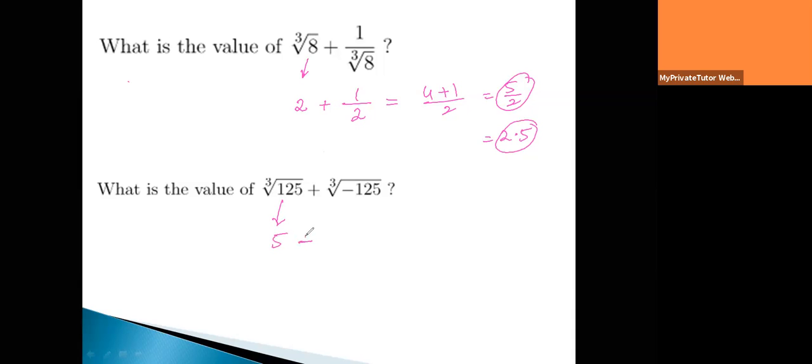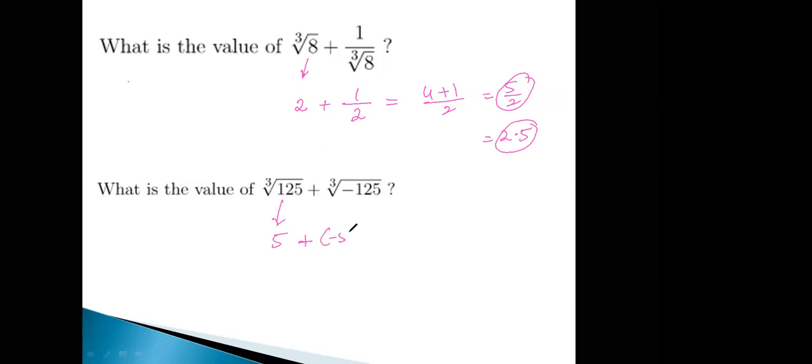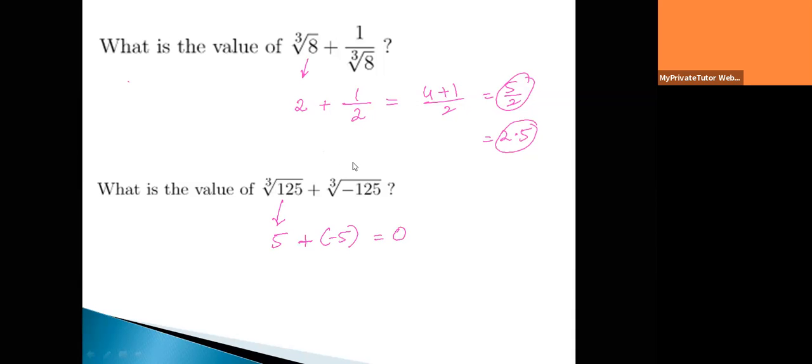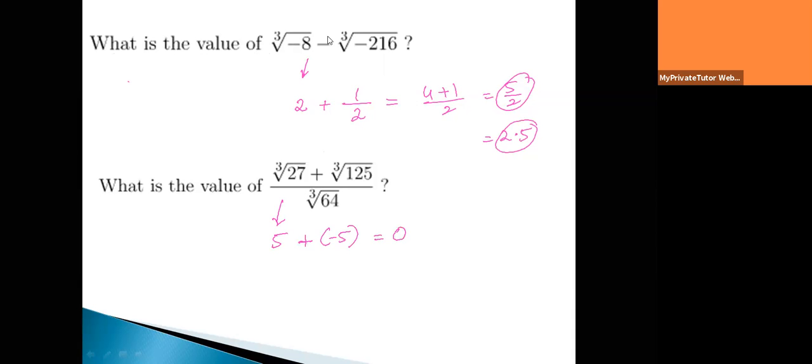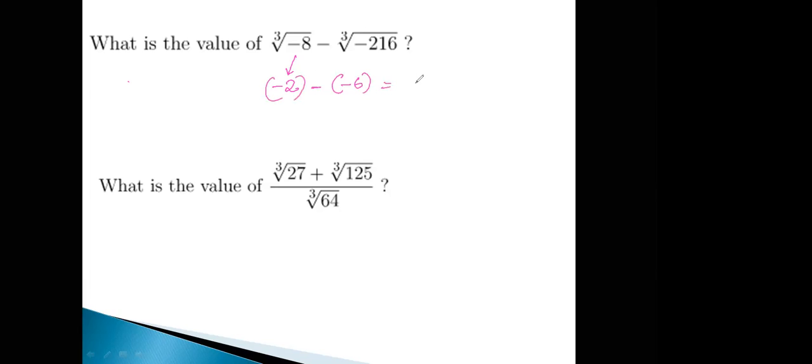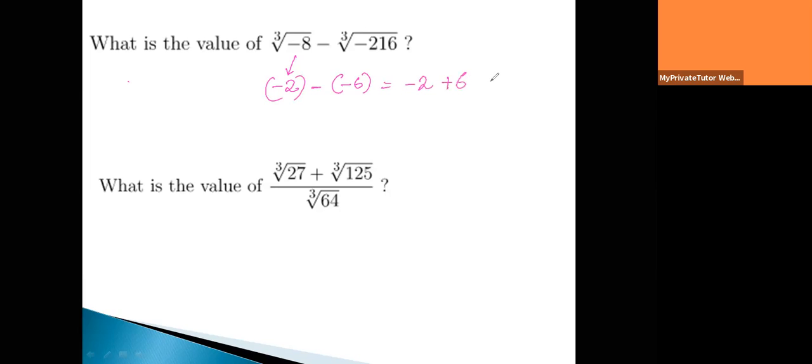Okay, so the next one, I think this is a simple one. Anyone? 5 plus -5. Mm-hmm. 0. Yeah, that's nice. Oh, I do have a few more. Sorry for that. Okay. Anyone wants to try this? So this is -2 plus -6, minus of -6. So this becomes -2 plus 6. Answer is? 4. Yeah.